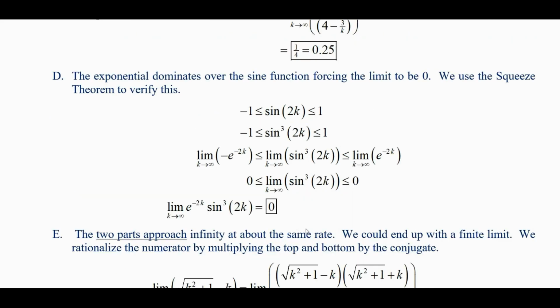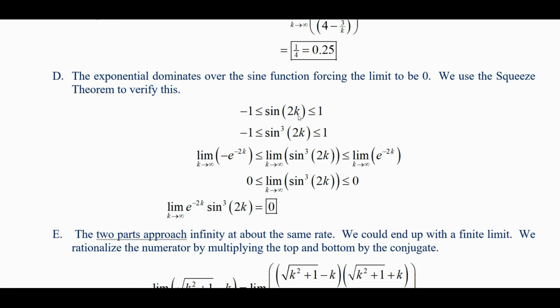Here we have this one right here. The exponential is going to go to 0. The sine is just going to vary somewhere at least between -1 and 1. And so that exponential is going to dominate, forcing this thing down to 0. We can verify this with the squeeze theorem.